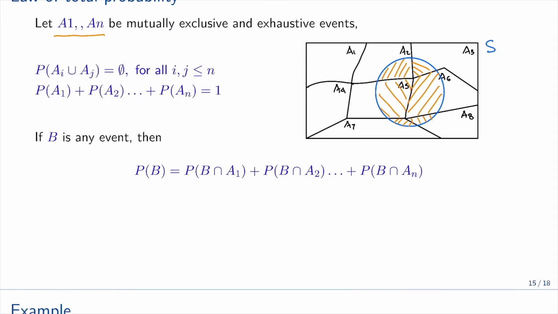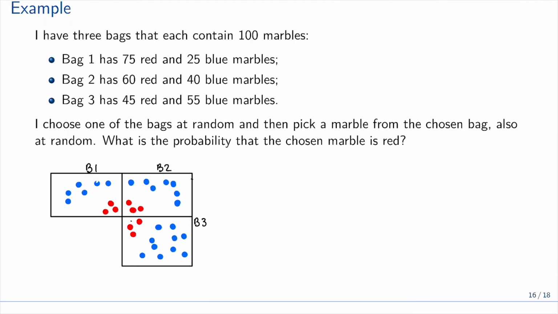Let's look into an example. So imagine that we have 3 bags, each containing 100 marbles. Bag 1 has 75 red and 25 blue marbles. Bag 2 has 60 red and 40 blue marbles, and bag 3 has 45 red and 55 blue marbles. So we are going to choose one of the bags at random, and then from that bag we are going to pick up one marble. So we want to look into the probability that the chosen marble is red.